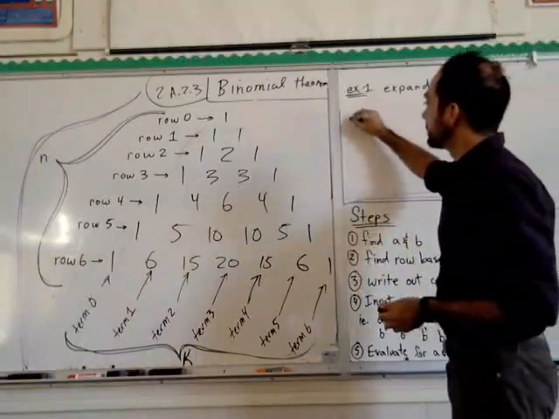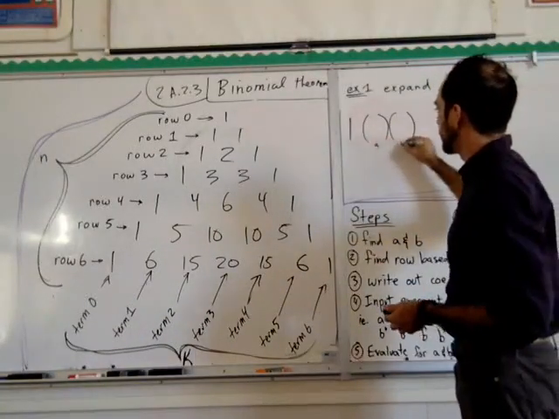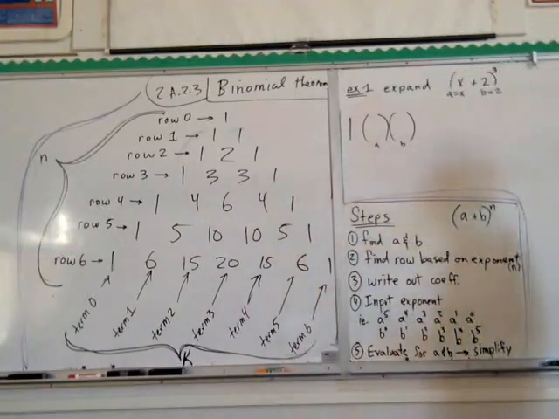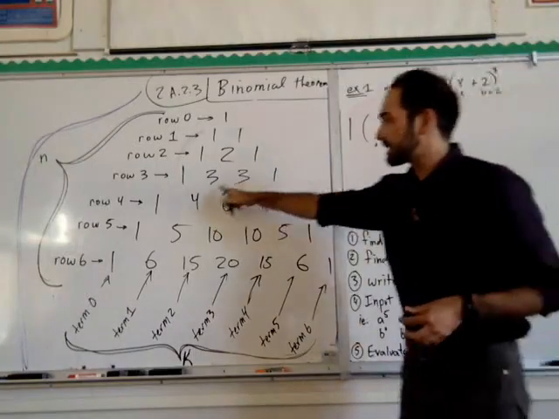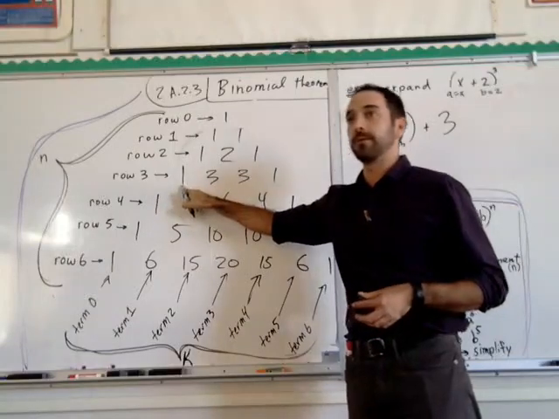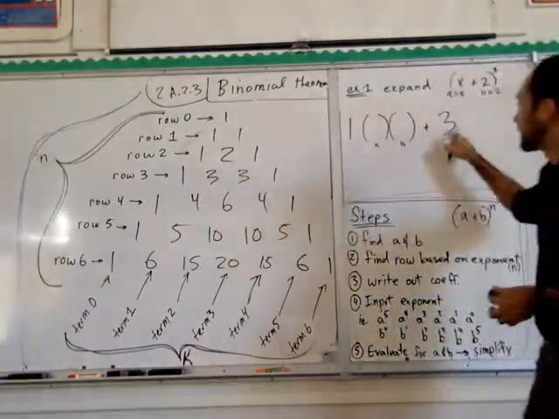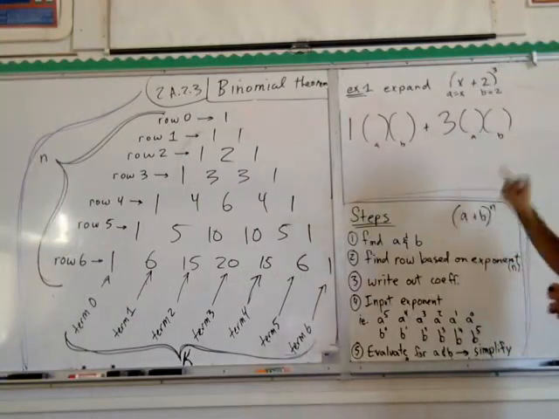I'm going to put 1, and then I'm going to put space for my a and my b. So everybody go ahead and write this with me. 1, then the space for your a and your b. Plus 3, because that's the next number in my row 3. So I knew that this would be my first coefficient. Now this is my second coefficient here, 3, and then space for a and b. You could label it like that if you like.